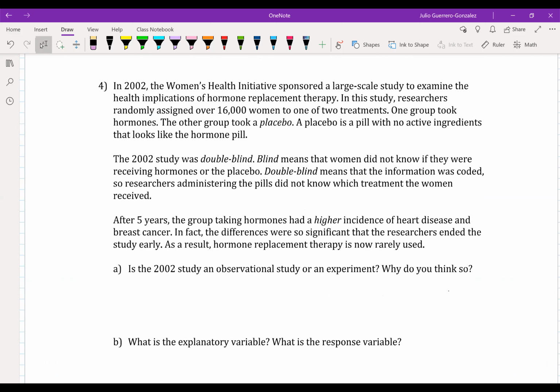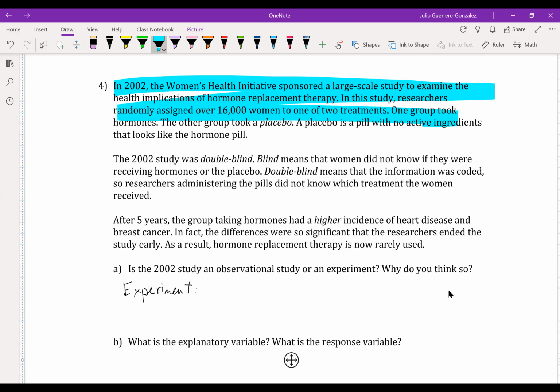Number 4. Observational or experiment? Experiment. What gives it away that it's an experiment now? They're controlling who's in what group, who gets treatment and who doesn't. Right. So it's all in here. Okay, this is the one you had, right? Yeah, this is the one I was talking about.